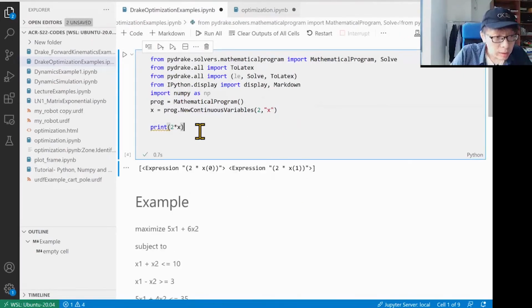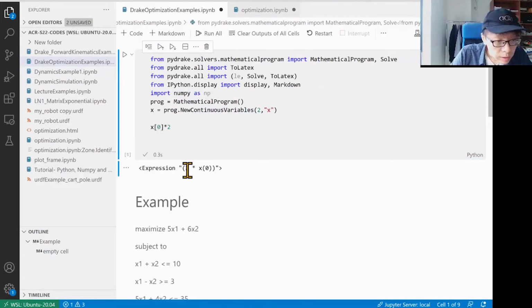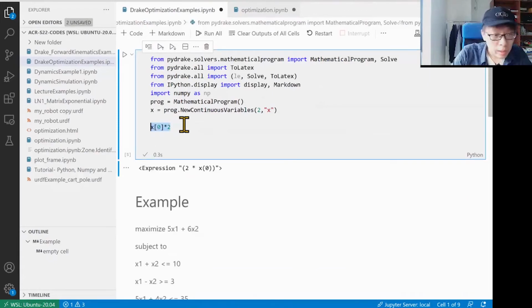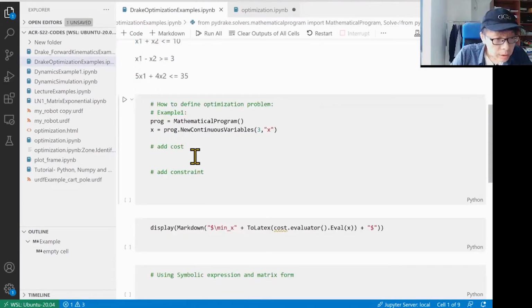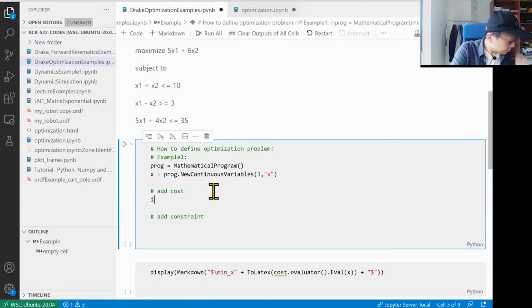This expression, right? For example, you can say x0 times 2. It's just an expression. You can just use that as a symbol, right? Let me do this here. So if I want to do this, I can first add cost. The way we add cost, I think there's a tutorial. You can follow that. I have a little bit more than the tutorial, so it's better for us to do this. So it's a program. I call it program. Add cost. Okay, you can do that.